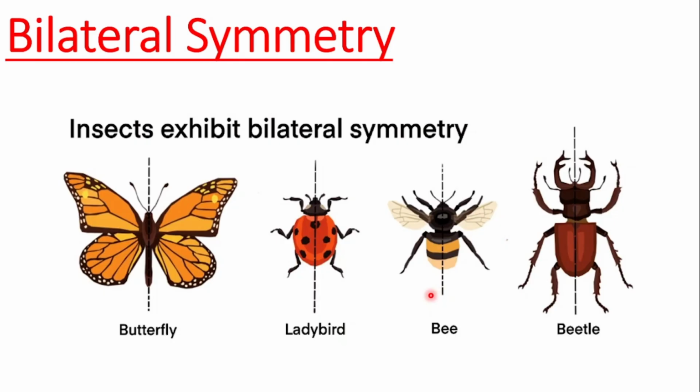So we already saw this picture before. This shows insects that exhibit bilateral symmetry. Obviously, the butterfly, the ladybird, the bee, and the beetle. All right, now let's talk about the planes. So let's begin with the frontal plane.